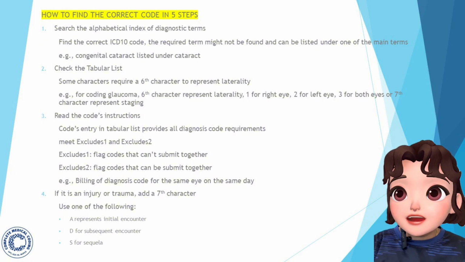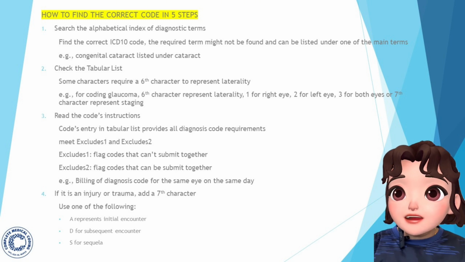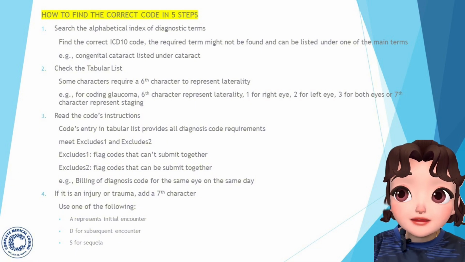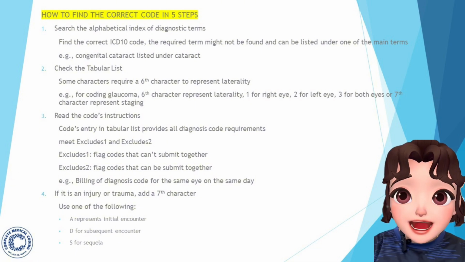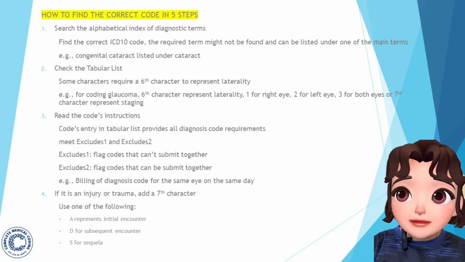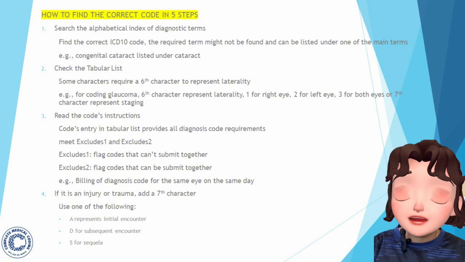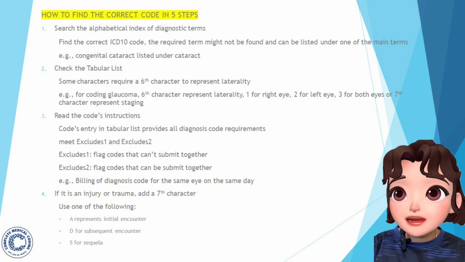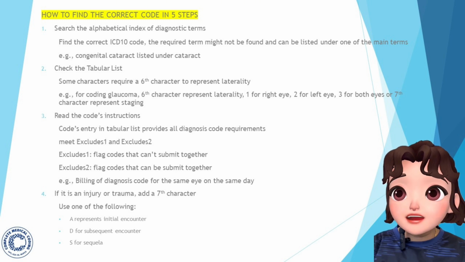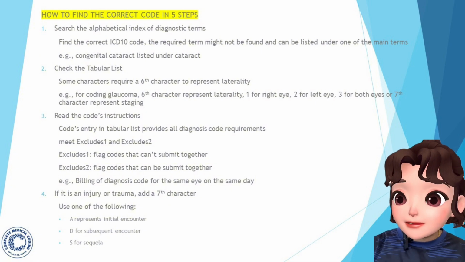Now the fourth point: if it is an injury or trauma, always add a 7th character. You should always mention the 7th character as either A, D or S. Use one of the following: A, D or S. A represents initial encounter, D represents subsequent encounter, and S represents sequela. This needs to be added as the 7th character if it is an injury or trauma.